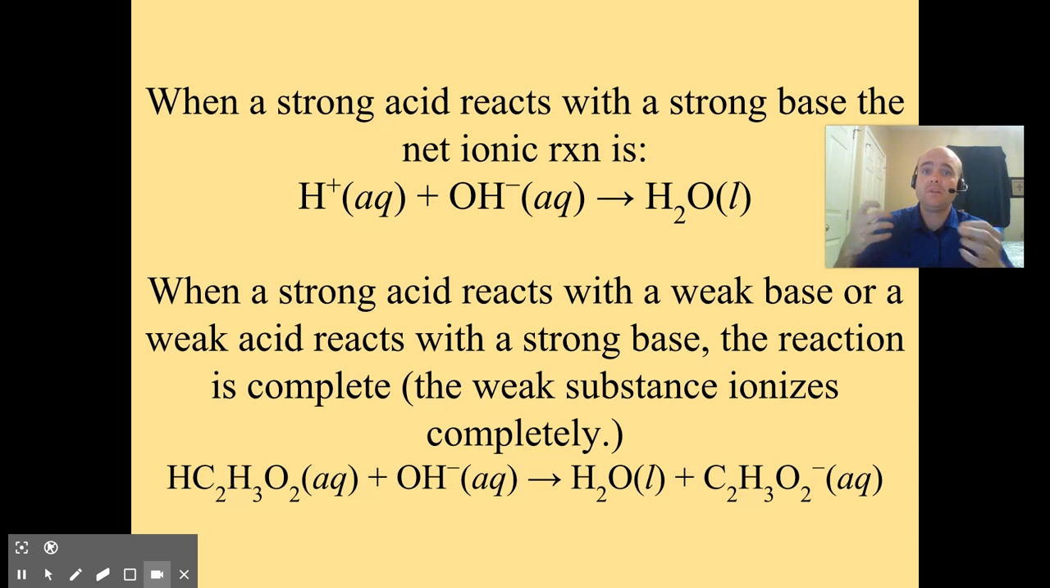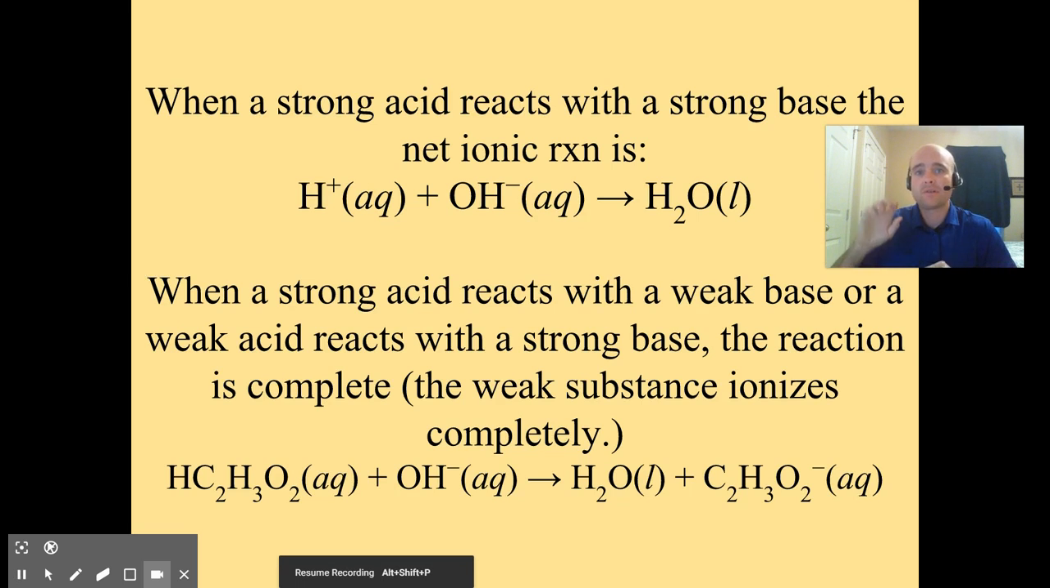We are familiar with the strong acid and the strong base. When a strong acid and a strong base mix together, you can see right here that the net ionic equation is going to be this. Everything else will be a spectator ion. So all you're breaking down is just the acid, H plus, and the OH minus, and then you're getting water.